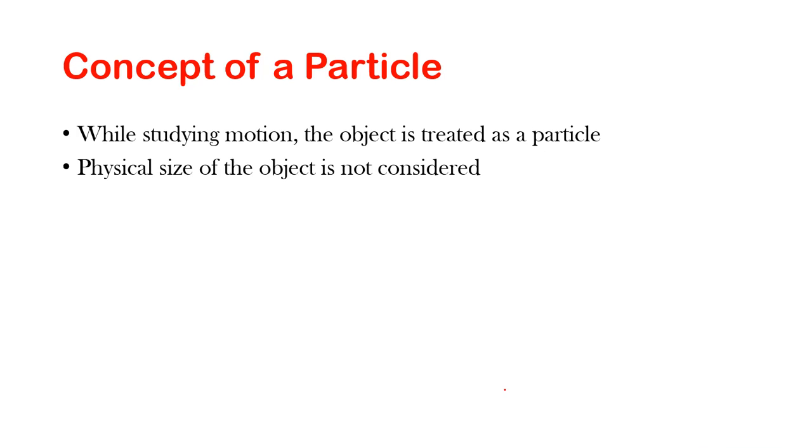If the distance traveled is larger than the size of the object, and also if the object is solid, where the motion of the whole body or motion of one particle is going to be one and the same thing, in that case we'll consider the object of motion as a particle. So while studying motion, the object is treated as a particle, and the physical size of the object is not considered. Of course, this is true in certain cases only. In cases where the object itself has a very huge size, you have to consider the size of the object also.